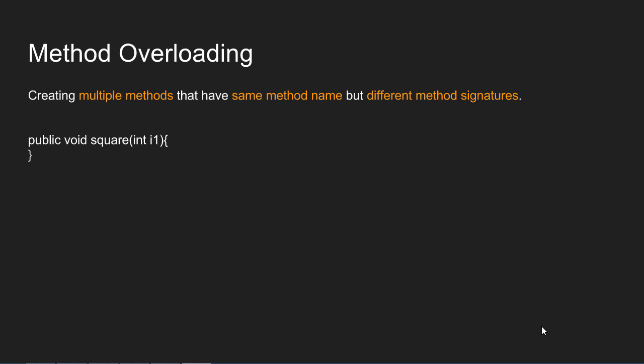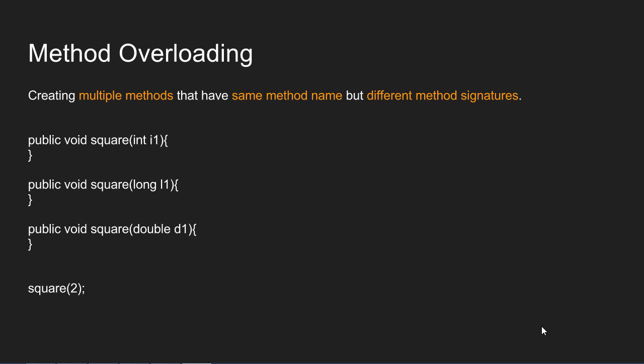We have one more method. The method name is square. The method name is the same, but it is taking a long value. Let's say we have one more method with the same name, but in this case it is taking a value of double. So if we pass an integer value, we know the first method will be invoked. If we pass the long value, we know the second method will be invoked, and if we pass the double value, the third method will be invoked.